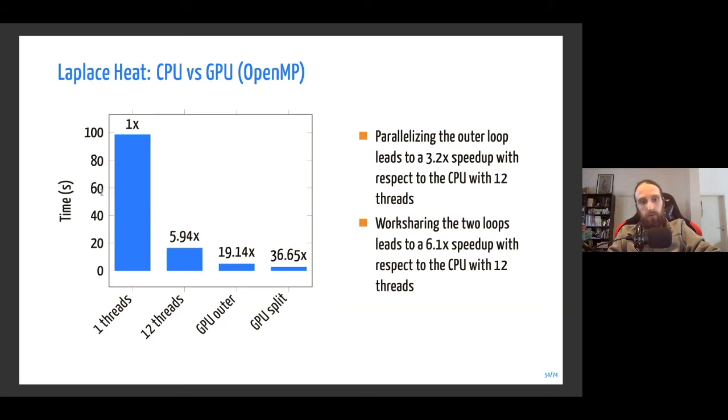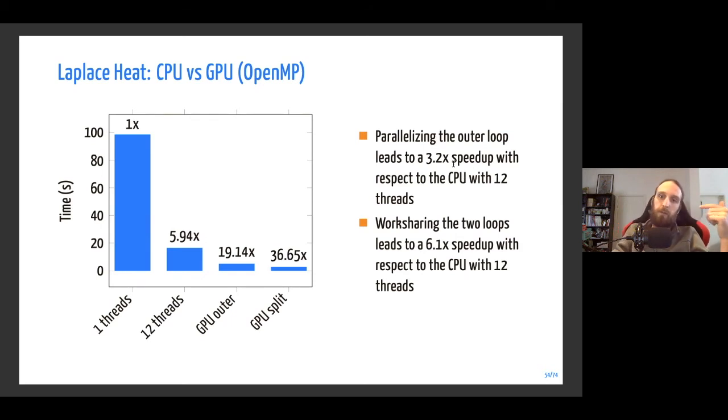This is with one thread. Okay, this is taking about 100 seconds. We have a speed up of almost 6 with 12 threads. Okay, if we use the first solution, which is just parallelizing the outer loop, we get a speed up of about 20 compared to 1 thread, which is 3.2 compared to 12 threads.